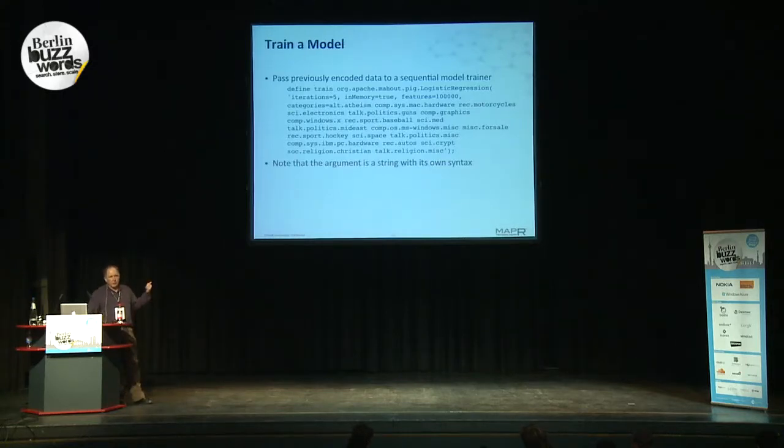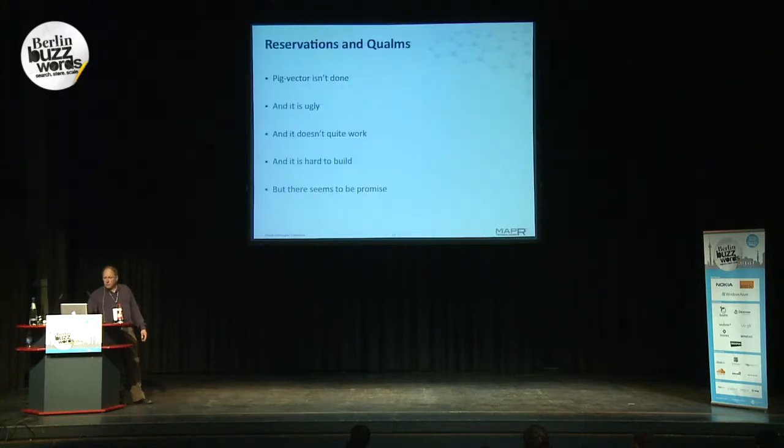Anybody who wants this stuff to work, wants this to be good, wants it to be in Mahout, should step up and say, you know, fork it on GitHub. So there's reservations. Pig vector isn't done. It's ugly. Doesn't work. And it's hard to build.